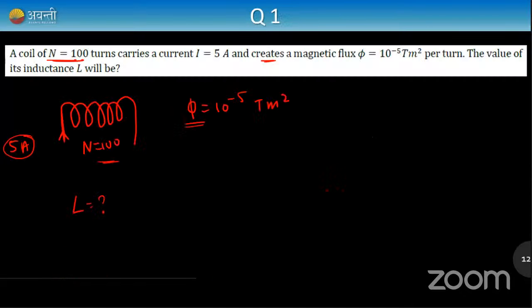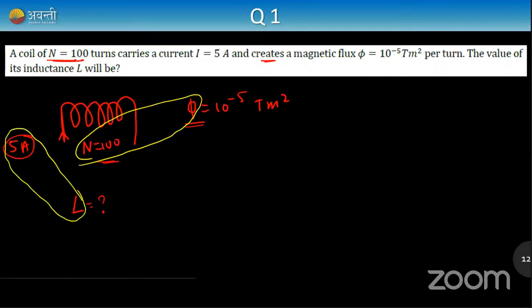How can I find out the self induction? If you notice very carefully, I need to combine two formulas, because N and phi are related by Michael Faraday's formula, and L and current I are related by the induction formula. One is EMF is equal to minus N d phi by dt. And one more formula is EMF is equal to minus L di by dt. I'm putting L because it's only one coil and self-induction happens.